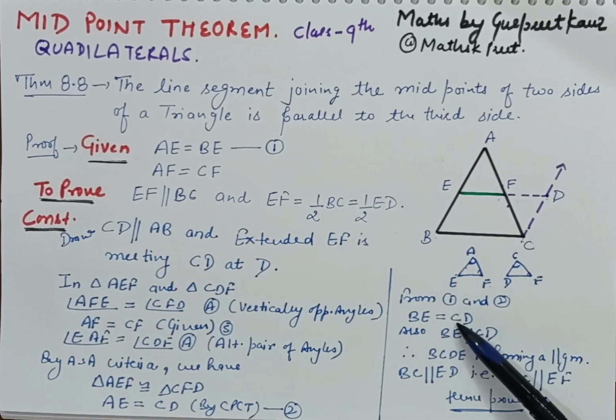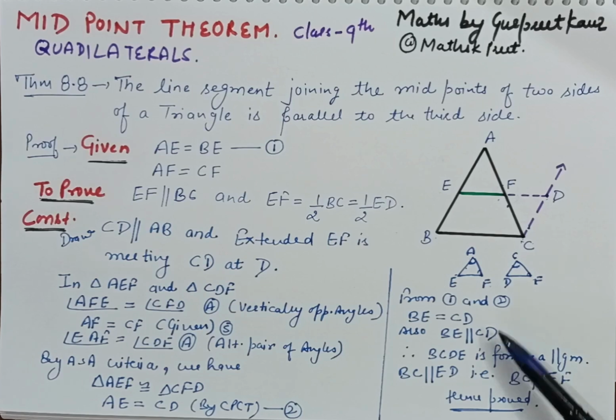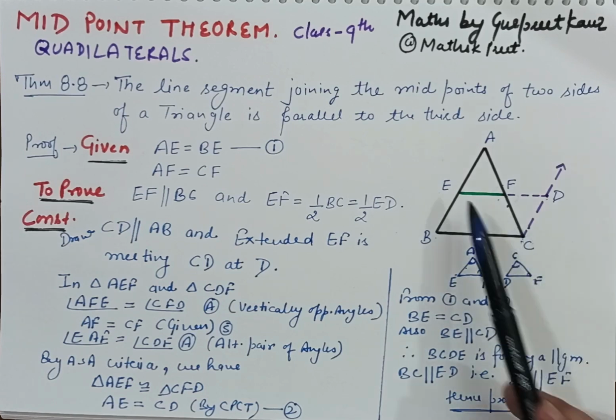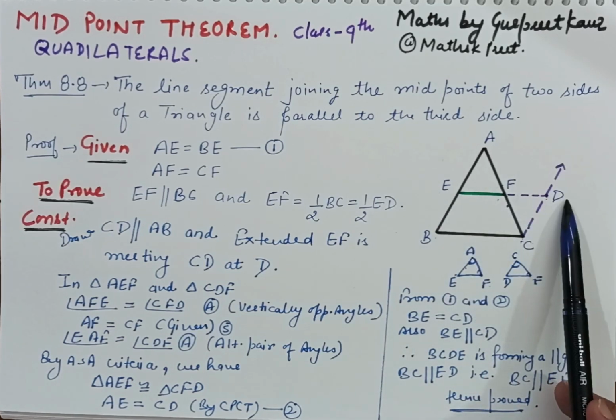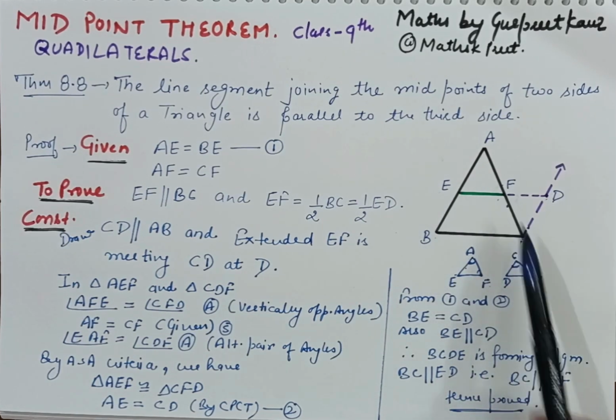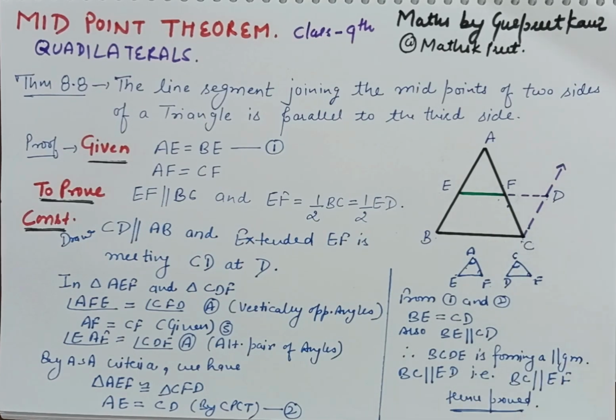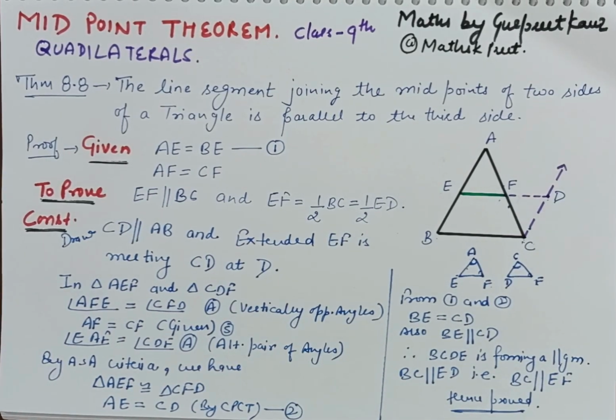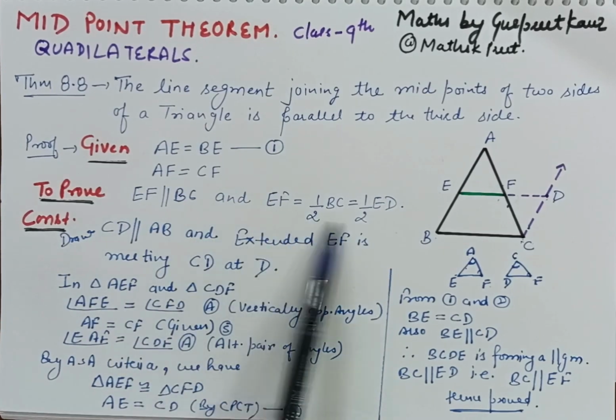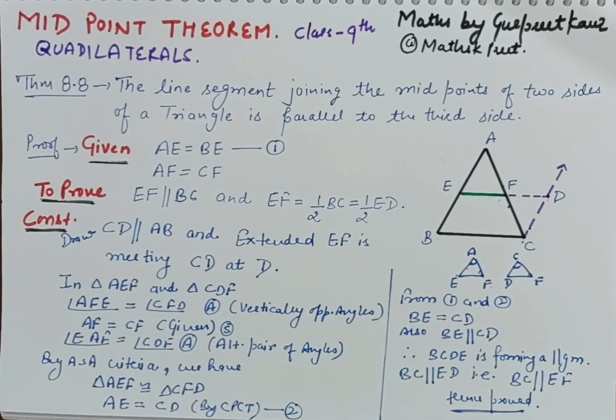I have proved BE is equal to CD, BE is parallel to CD, therefore through this result this is forming a parallelogram directly. So when this is forming a parallelogram, then BC will be parallel to ED, or we can write BC is parallel to EF. Why? Because opposite sides of a parallelogram are always parallel. This was the proof for this much part.